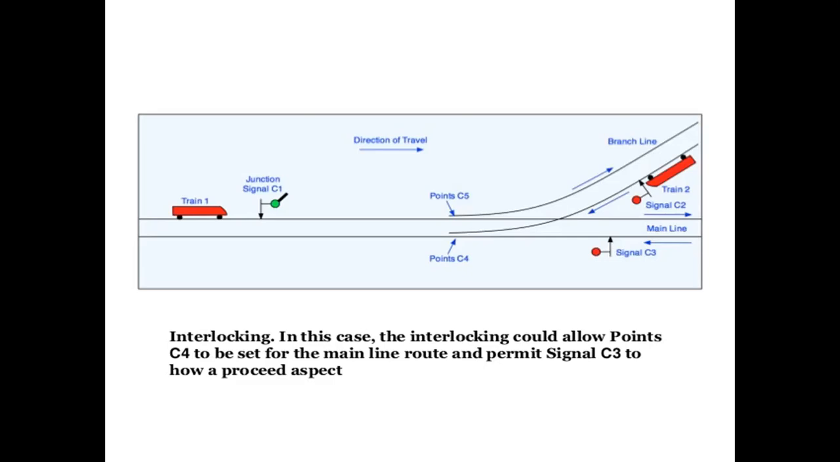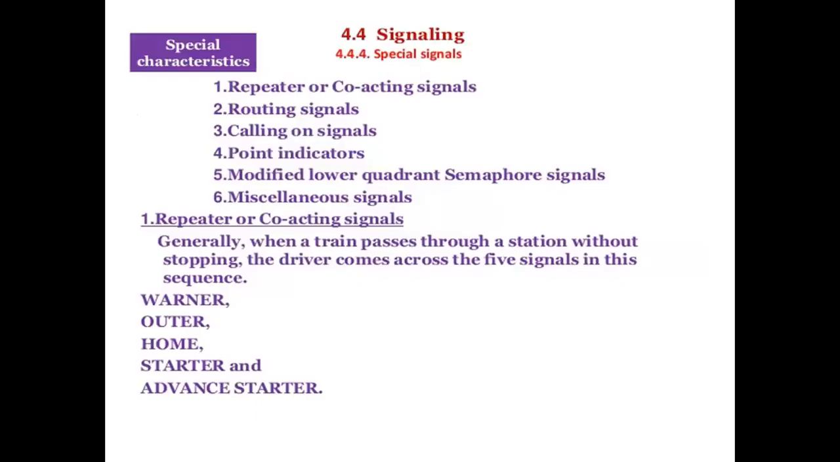The interlocking, in this case, could allow point C4 to be set for the main line route and permit signal C3 to have a proceed aspect. And here, the special characteristics: the repeater or coacting signals, the routing signals, the Polygon signals, the point indicators, modified Lower Quadrant semaphore signals, and miscellaneous signals.